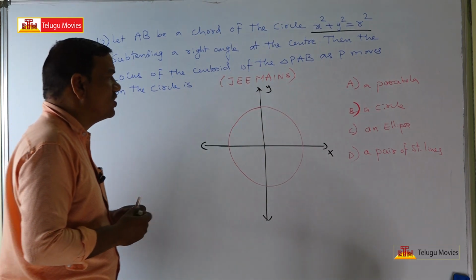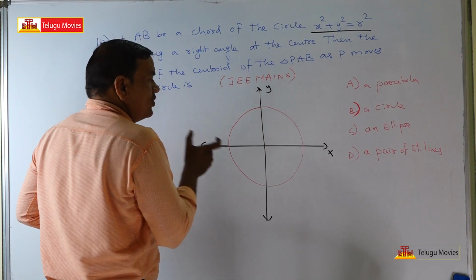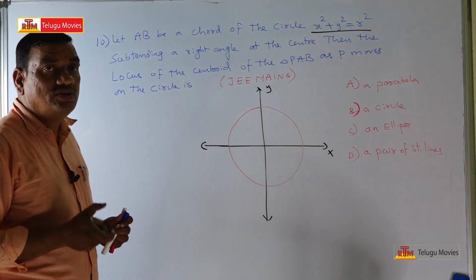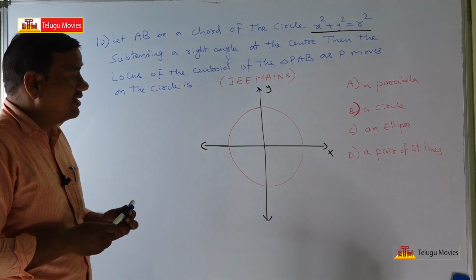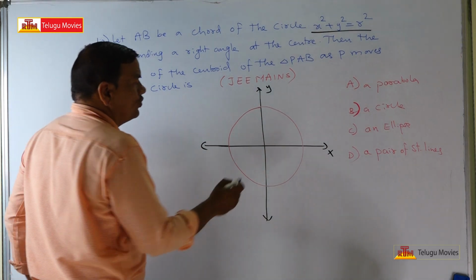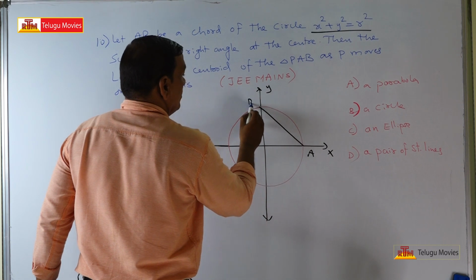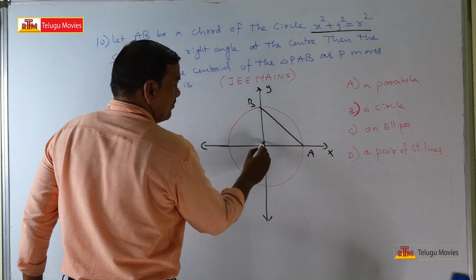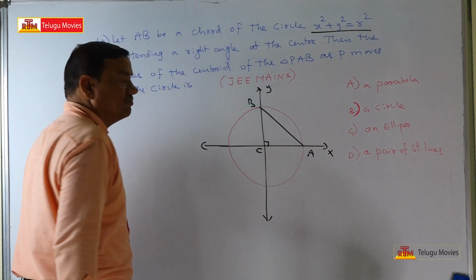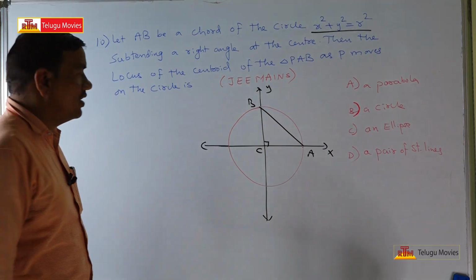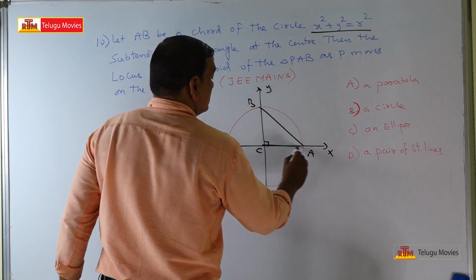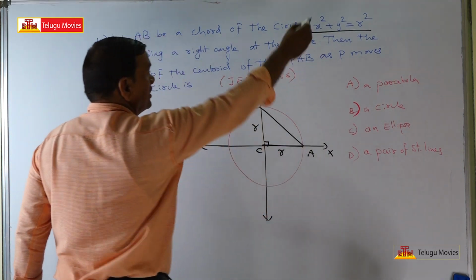Now, there are so many chords, but you have to take a chord which subtends a right angle at the center. Definitely you have to take the chord like this only. So, this is A and B. This chord subtends a right angle at the center. That chord only you have to take. Let this radius be r. This is also radius r.